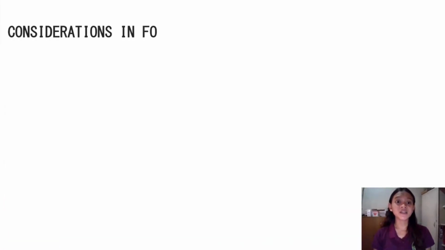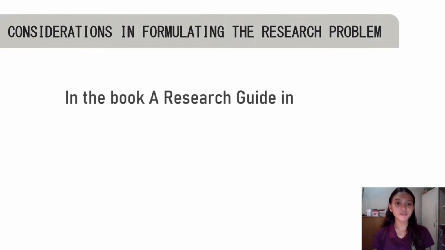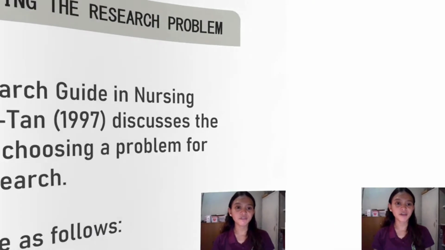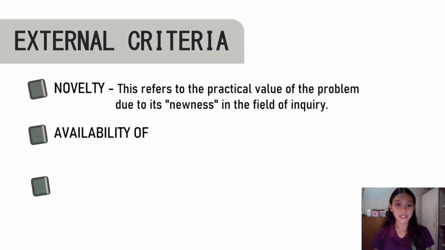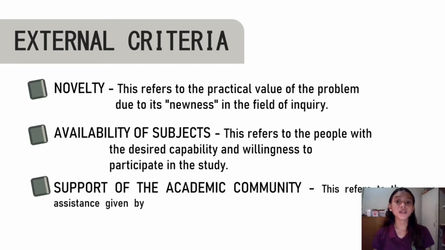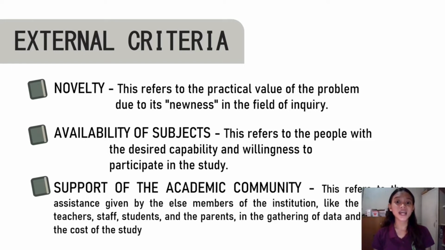These are the considerations in formulating the research problem. First, the external criteria. Always consider novelty. Novelty refers to the practical value of the problem due to its newness in the field of inquiry. Availability of the subjects refers to the people with desired capability and willingness to participate in the study. And the support of the academic community refers to the assistance given by others in the institution, like the teachers, staff, students, parents, and others.